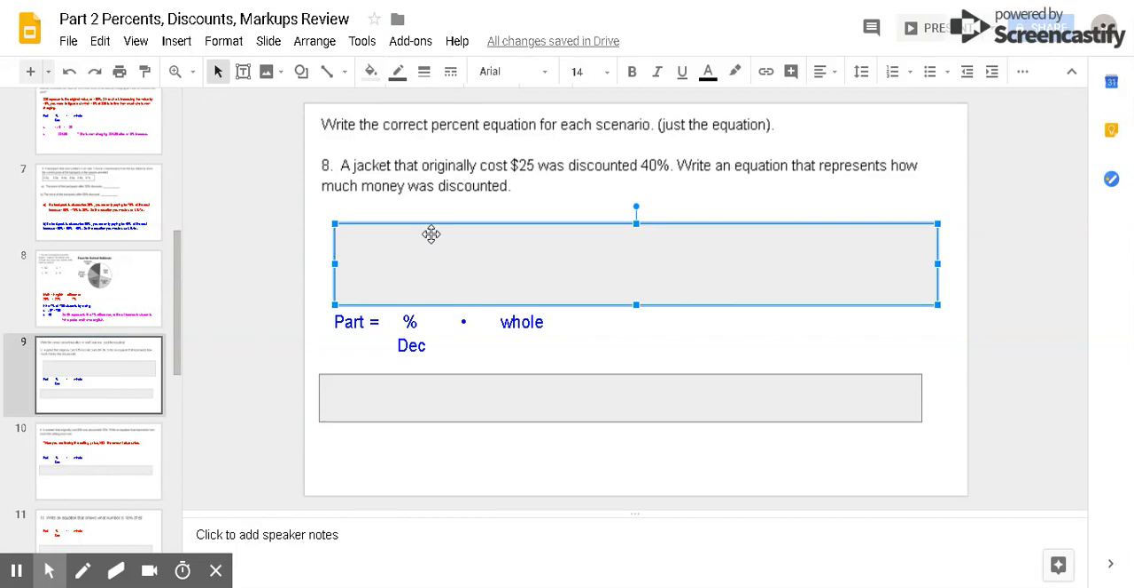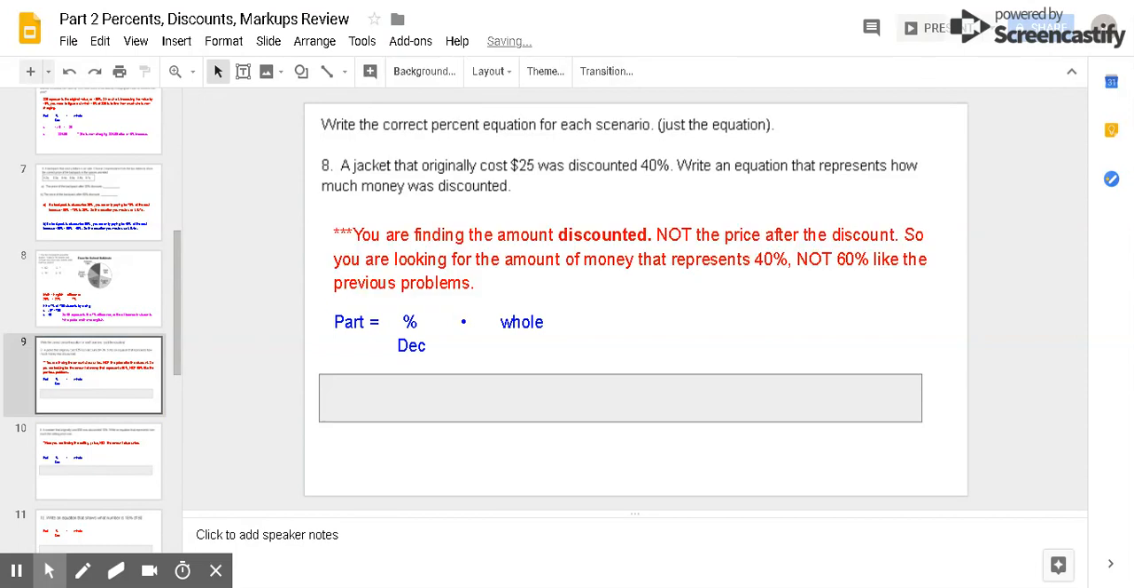All right, so let's first understand this. You are finding the amount that's discounted, okay, not the price after the discount. You are finding the amount that is discounted. So the amount of money that is discounted is represented by 40%. You start at $25 and then it is discounted 40%. So you are using the 40% in your percent equation: part equals percent as a decimal times your whole.